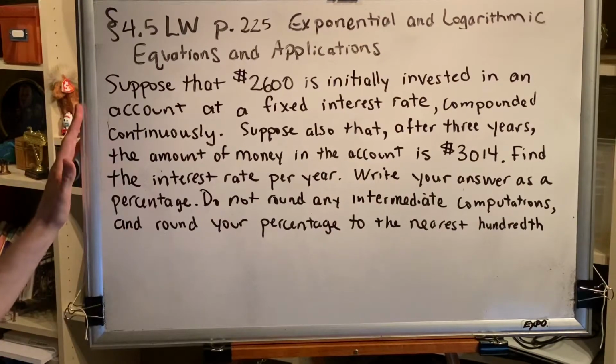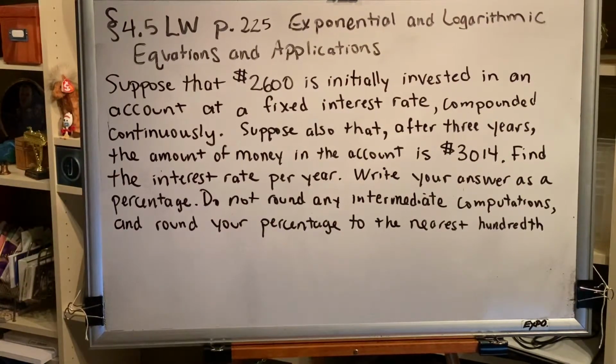Suppose that $2,600 is initially invested in an account at a fixed interest rate compounded continuously. Suppose also that after 3 years, the amount of money in the account is $3,014. Find the interest rate per year. Write your answer as a percentage. Do not round any intermediate computations and round your percentage to the nearest hundredth.